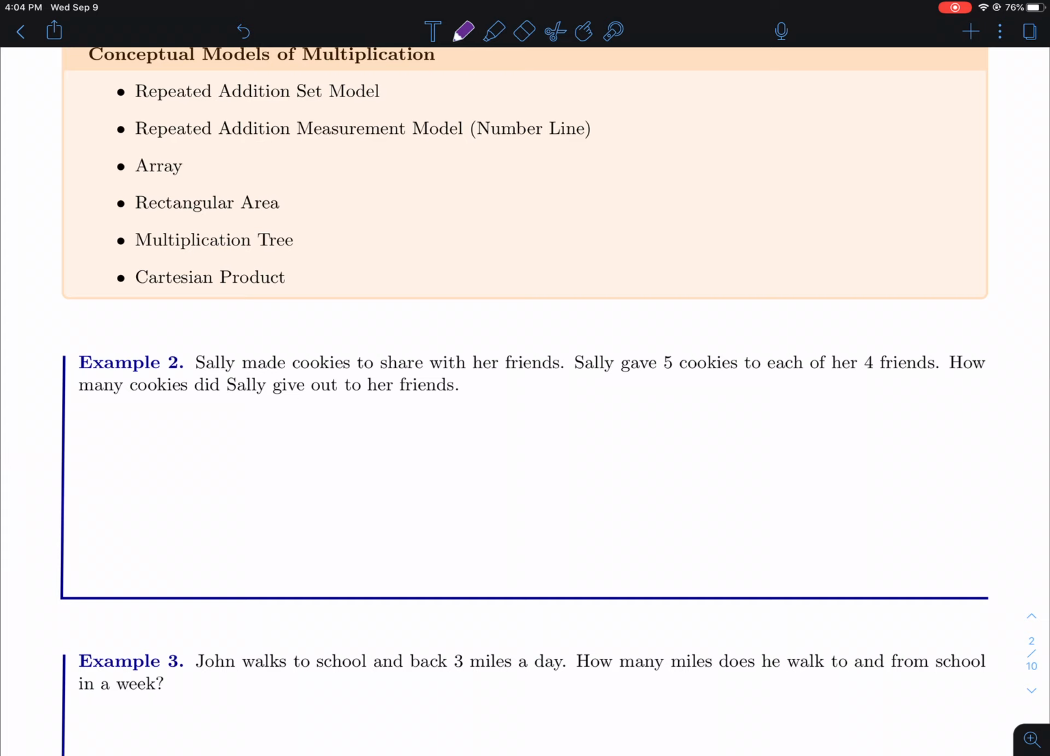In this case, this one's kind of crying out to me to do that repeated addition set model. The fact that she's got 4 friends tells you we could make a circle for each one of those friends, and then populate those circles with the number of cookies and just count up what we would get from there. Even though this looks like a multiplication, ultimately when we get our answer, we're really just counting up and adding. So in this case, I'm going to do repeated addition set model.